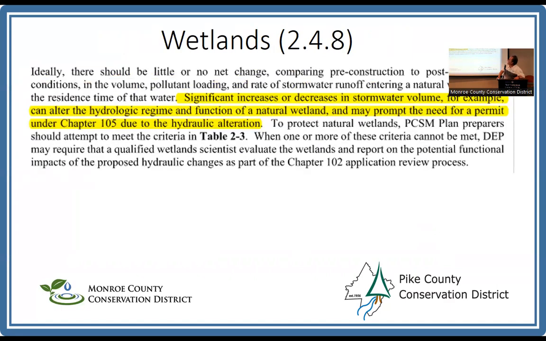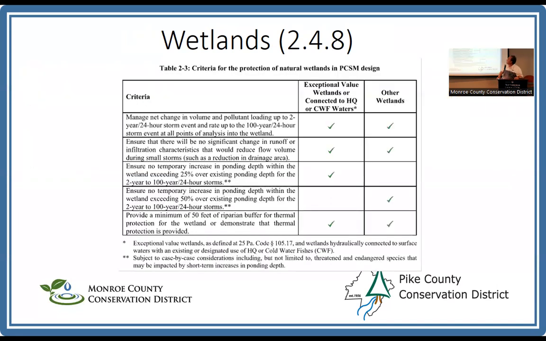Wetlands, again: significant increases or decreases in volume can alter the hydraulic regime and function of a natural wetland, and may prompt the need for a permit under 105 due to hydraulic alteration. So again, extreme changes in hydrology to wetlands could trigger some other requirements as well. And finally, we talked a little bit about EV wetlands anti-degradation. This gives a little more into that analysis in the BMP manual.